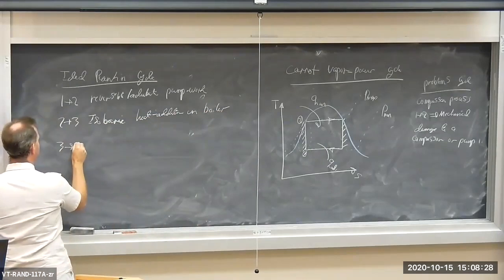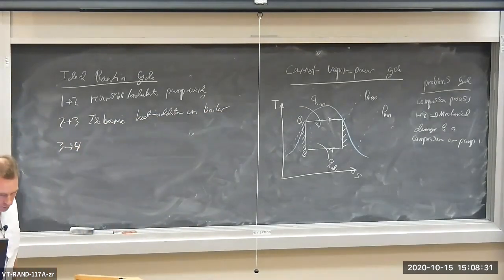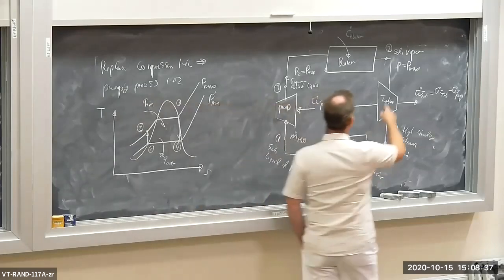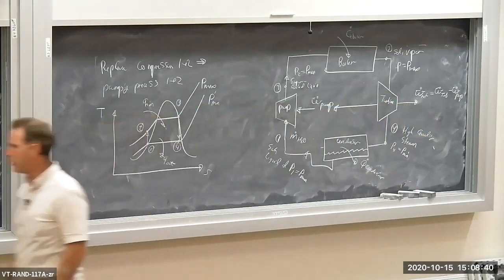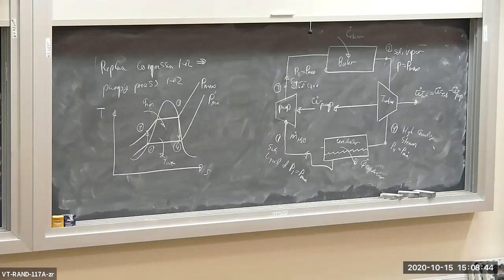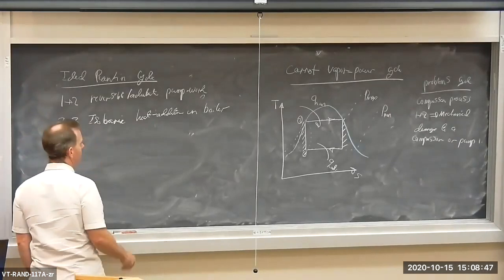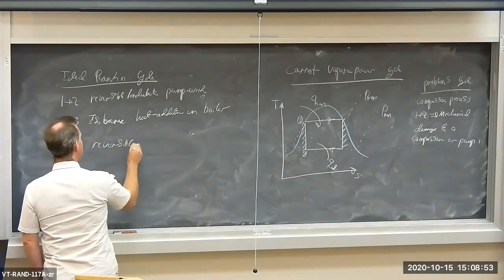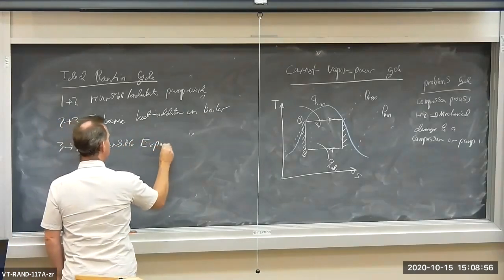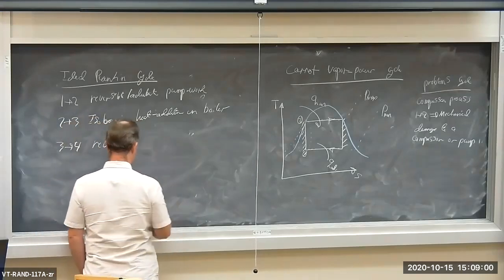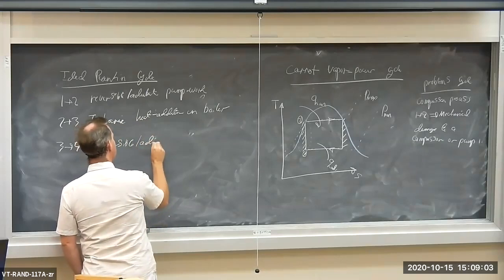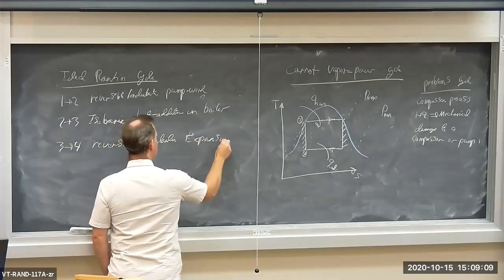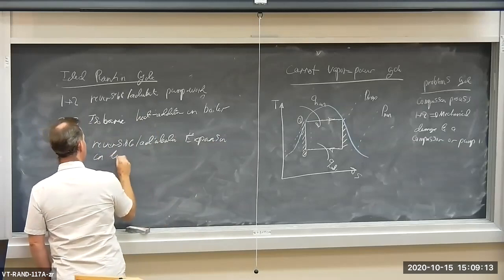And then from 3 to 4, we have expansion in the turbine where the power is extracted. Part of it is used to drive the pump. The remainder is available for use. So we have reversible, reversible adiabatic expansion in a turbine.